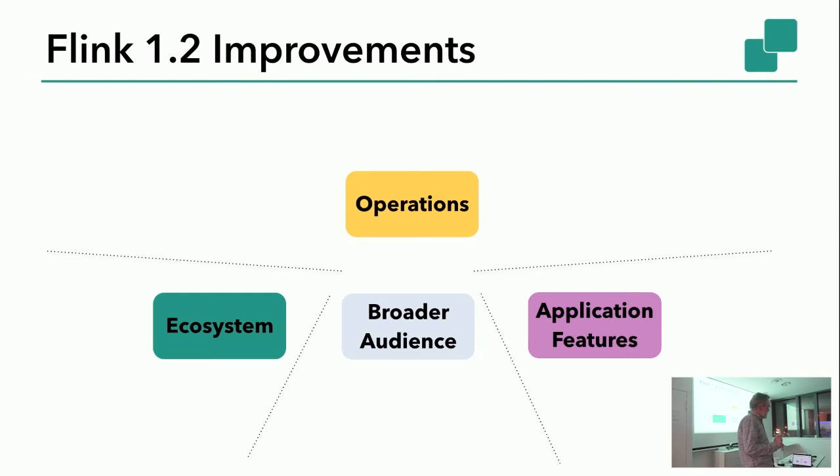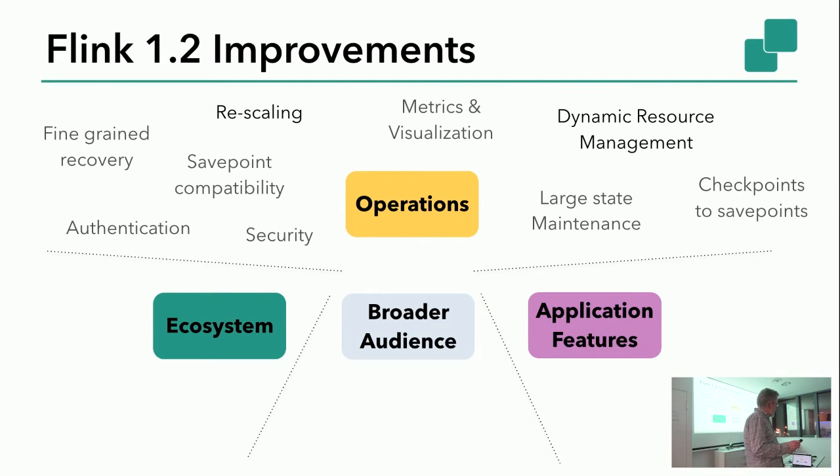And then across the bottom, we see ecosystem. That means improving Flink's ability to connect other things. Update the connectors, add new connectors, give us Kafka 10 support, etc. In the middle on the bottom is broader audience, and that means let's expand the set of people who can use Flink. And the efforts we've done there are around adding better SQL support. And then the final topic is application features.